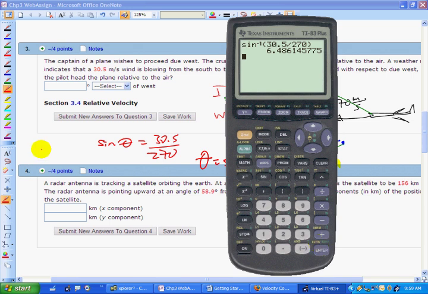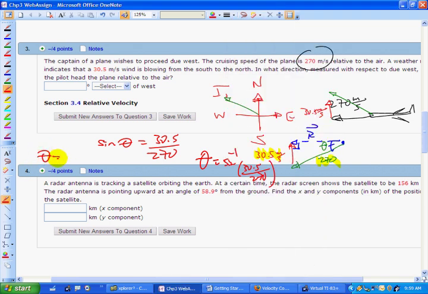6.49 degrees, okay? So my final answer is just 6.49 degrees, and I'm going in which general direction to get the plane to go the right way? South of west. That's correct, okay? 6.49 degrees south of west.